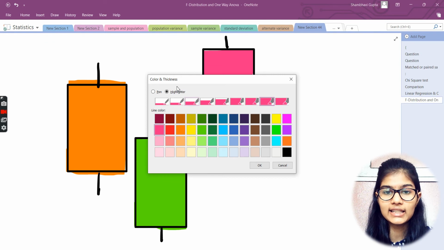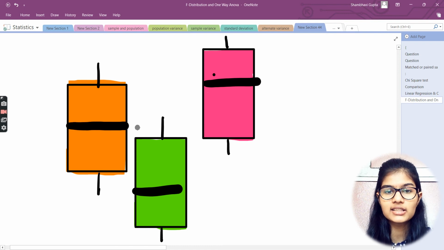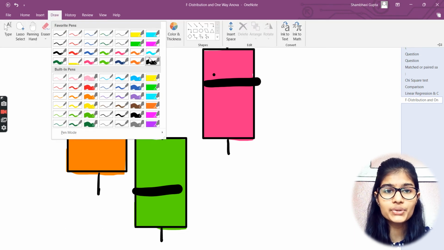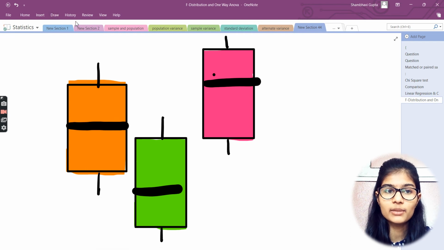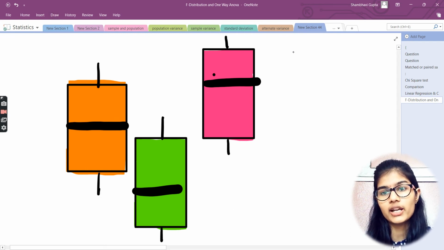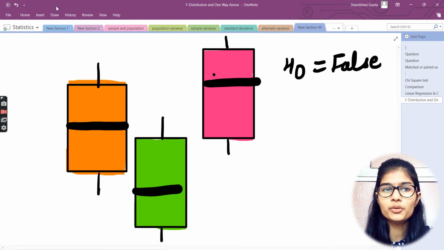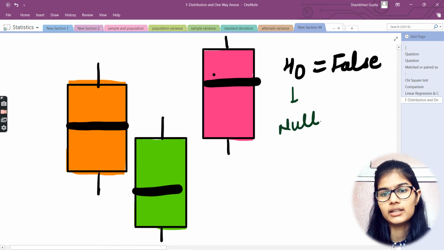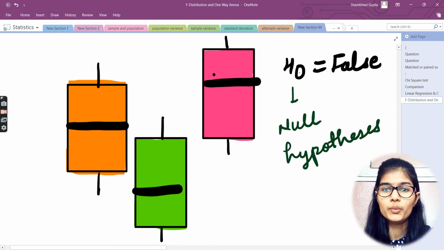Now, if I draw the lines right here in between, somewhere like this, could I say that the means are the same? No, it's not actually the same, right? So in that case, we say that the means are not the same. And if I need to write this, I would say that H naught is equal to false. We do not write that HA is equal to true or anything like that. We simply write that, let's say we have H naught, that's my null hypothesis. So we simply say that the null hypothesis is false in this particular case.